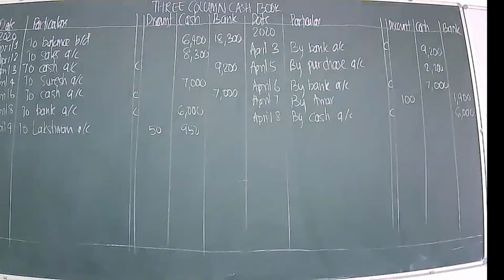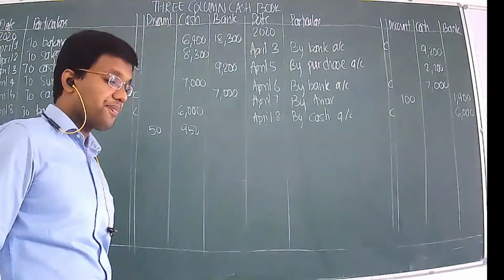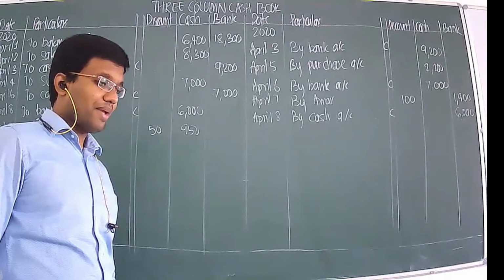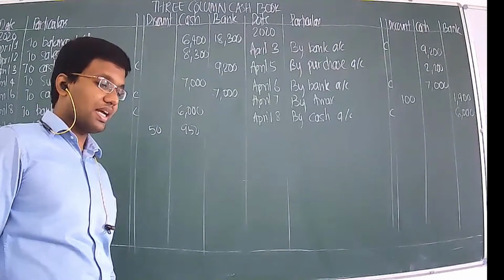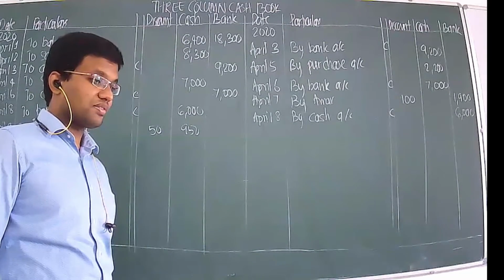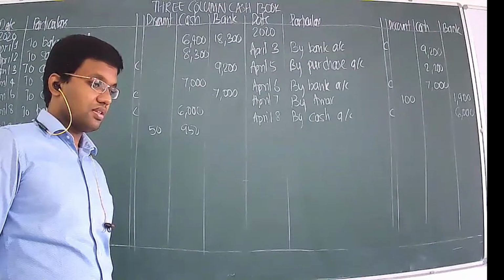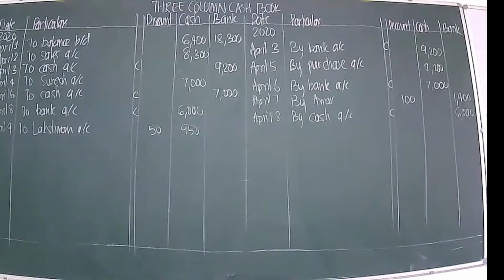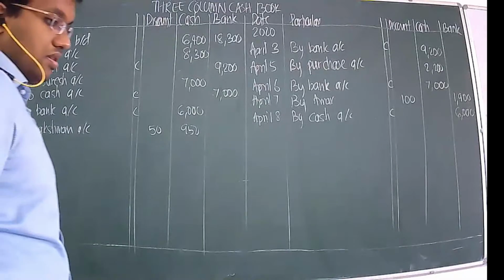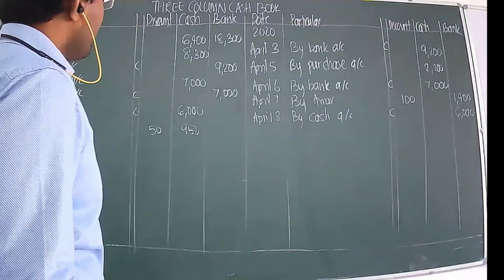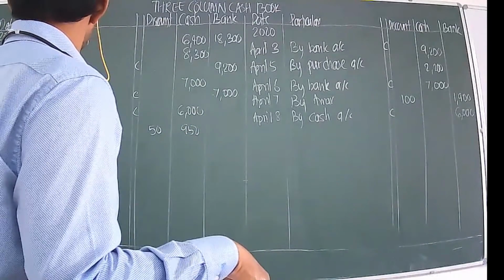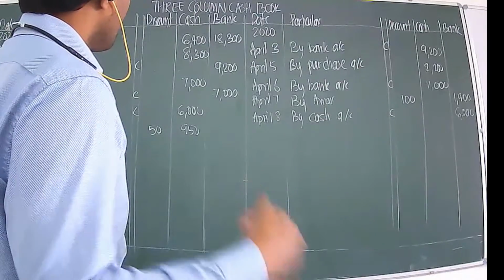Next one is 10th April. 10th April. Does anyone want to give it a try? 10th of April. I would be happy if someone who has not answered so far would make an attempt to answer. And sir, one student has given a message in the chat box about the 7th entry on the credit column. 7th entry, sir. Credit column.